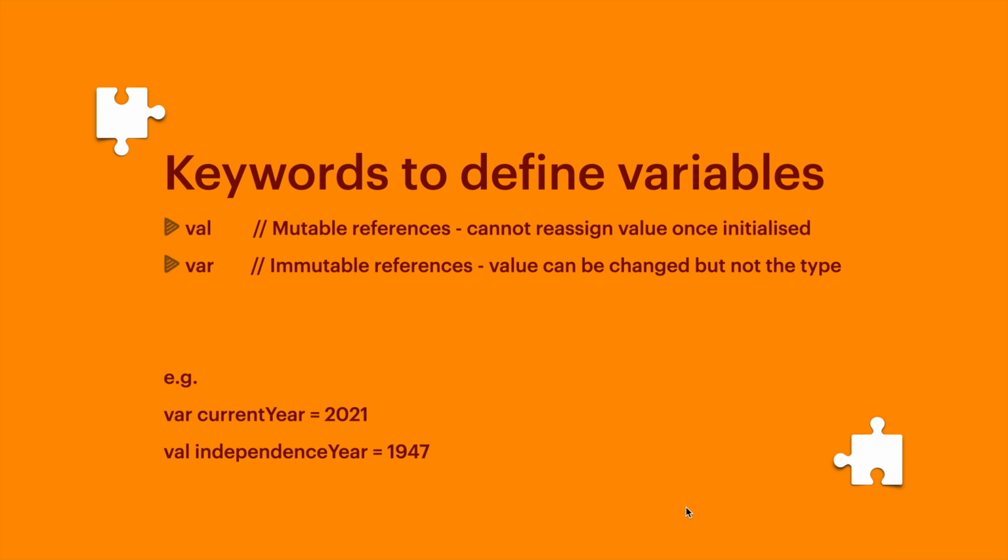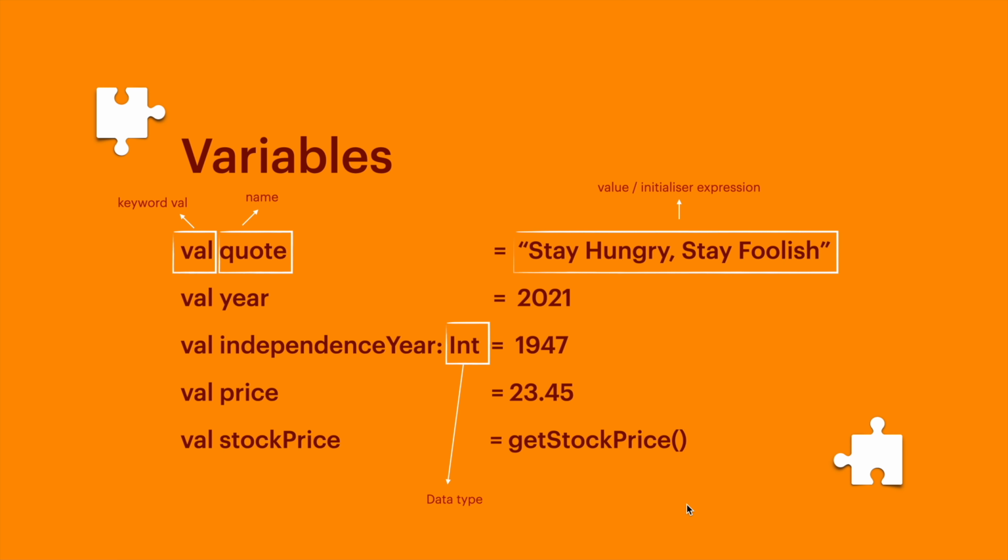There are two ways to define a variable in Kotlin: keywords val and var. Now let's talk about variables in Kotlin. These are a couple of examples here. val code equals something. val year equals 2021. Here 2021 is an integer assigned to the variable year.